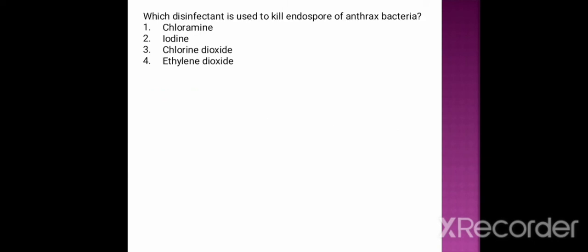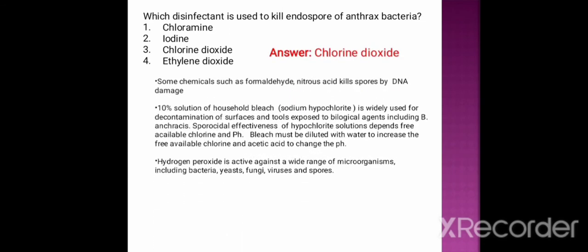Next question. Which disinfectant is used to kill endospores of anthrax bacteria? Option 1 chloramine, option 2 iodine, option 3 chlorine dioxide, and option 4 is ethylene dioxide. And the correct option is chlorine dioxide. Some chemicals such as formaldehyde and nitrous acid kill spores by DNA damage. A 10% solution of household bleach, that is sodium hypochlorite, is widely used for decontamination of surfaces and tools exposed to biological agents including Bacillus anthracis.